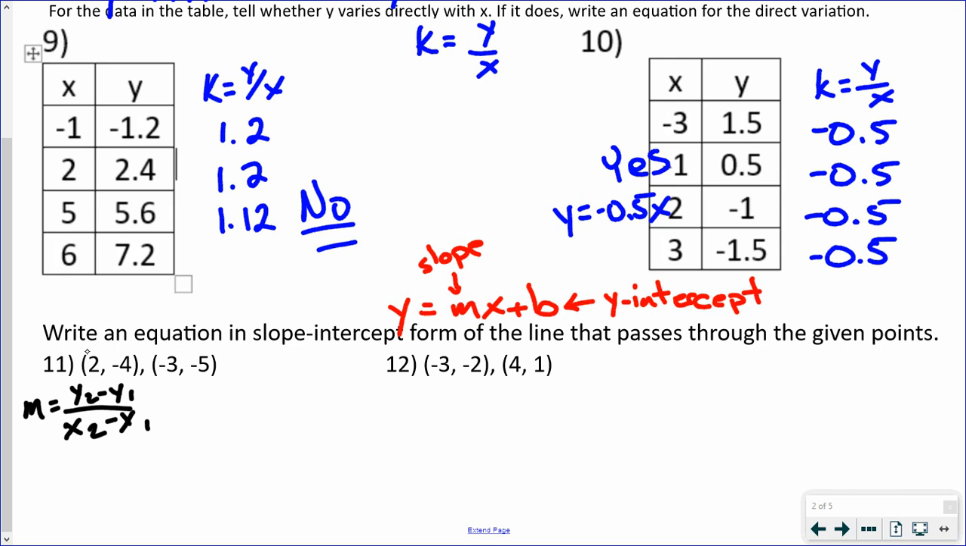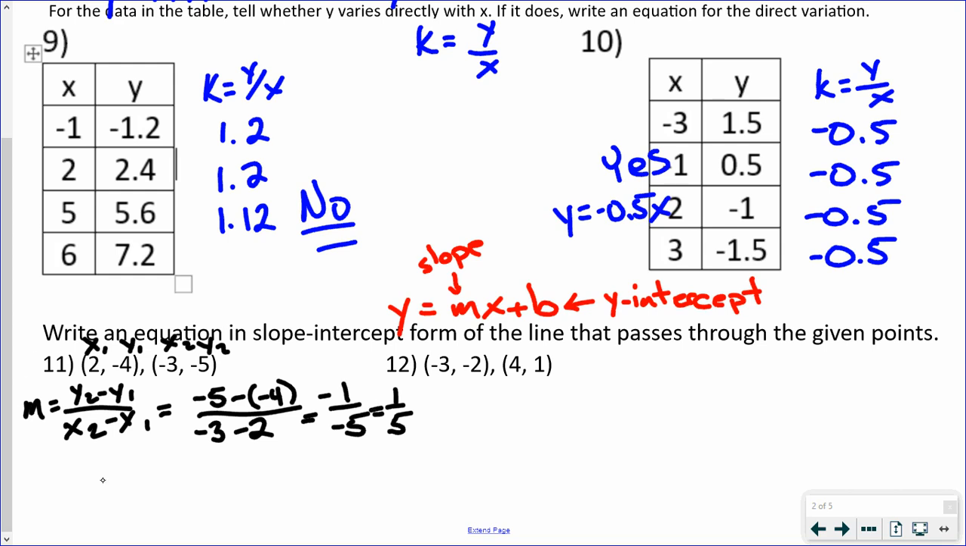So let's go ahead and do that. So again, I'm going to label these x1, y1, x2, y2. So the slope would be -5 minus -4 over -3 minus 2. So the slope is -1 over -5. Let me double check that. Let's see, -1, -5, which those two negatives cancel each other out, and so the slope is really +1/5. So I know the slope now. Now I need to find the y-intercept.